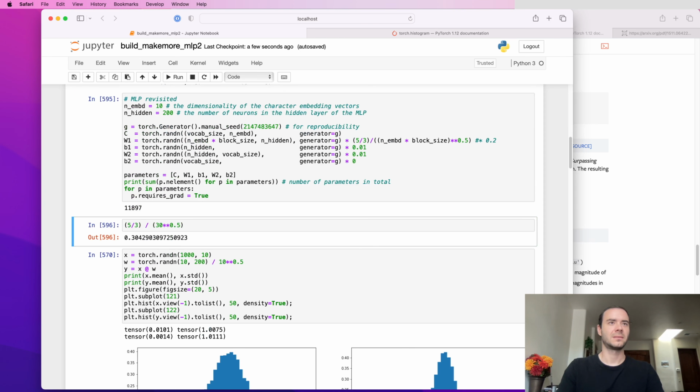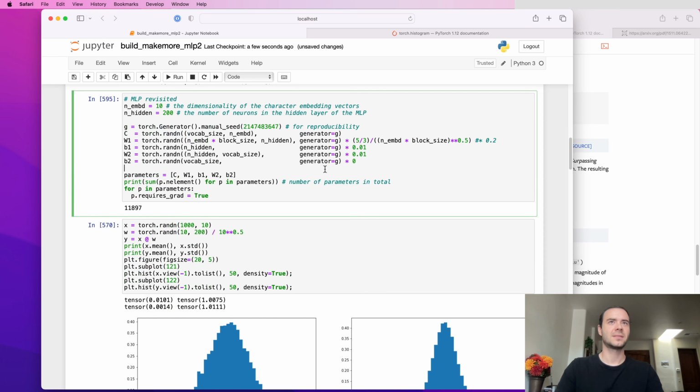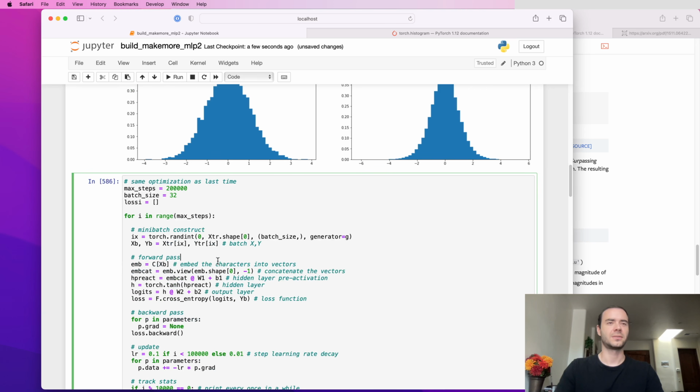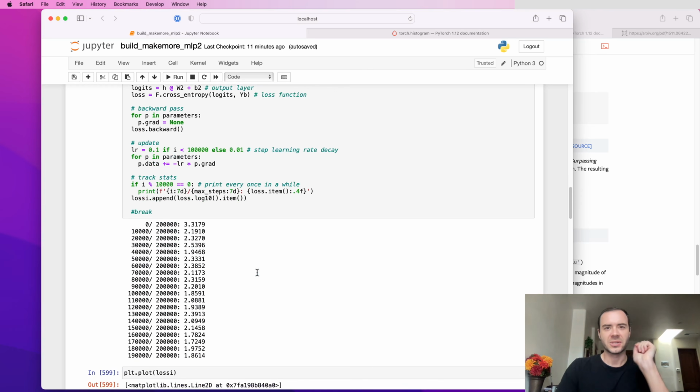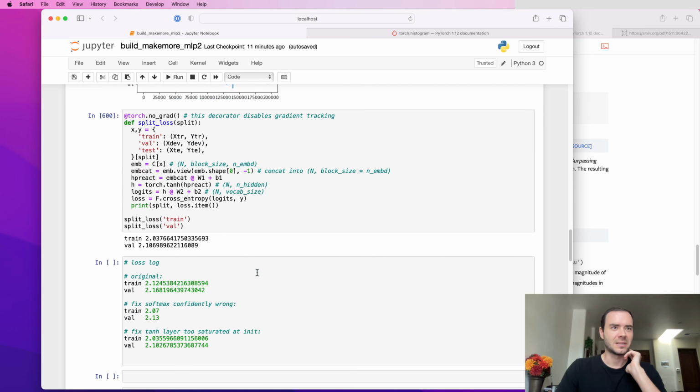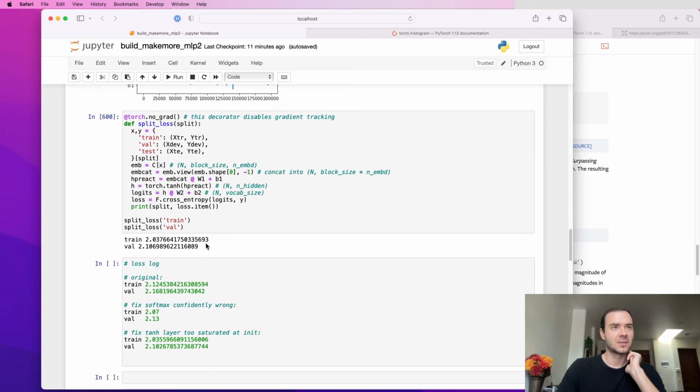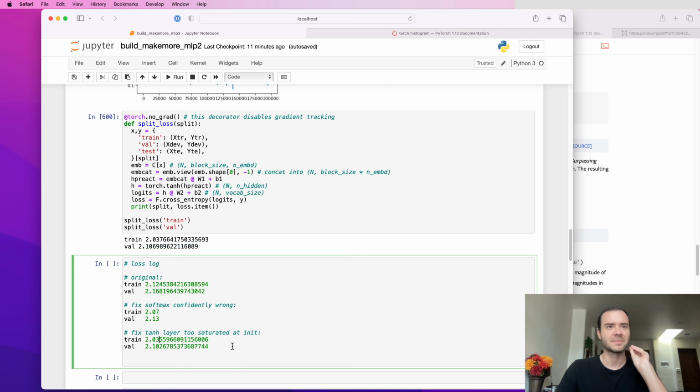And so we can initialize this way, and then we can train the neural net and see what we get. Okay, so I trained the neural net and we end up in roughly the same spot. Looking at the validation loss, we now get 2.10, and previously we also had 2.10. There's a little bit of a difference, but that's just the randomness of the process, I suspect.